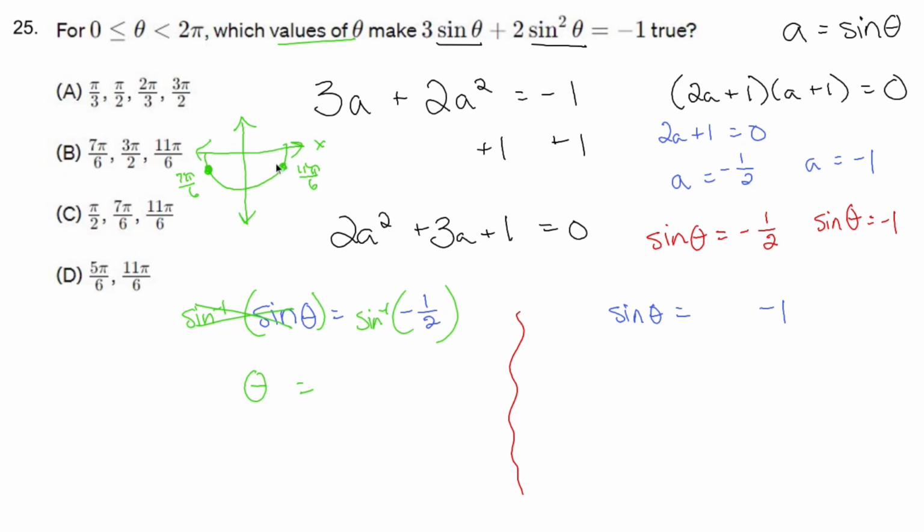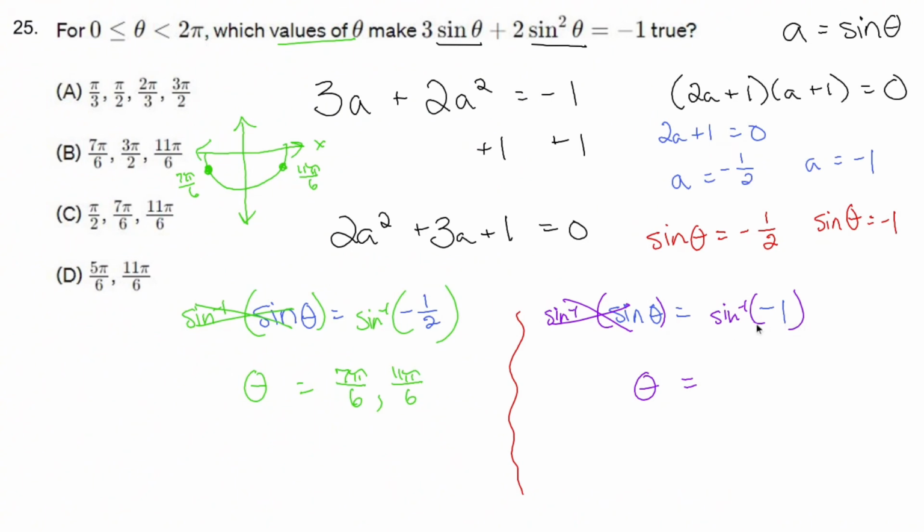So my two thetas that give me -1/2 are going to be 7π/6 and 11π/6. Now that's one of these. Now I have to do the other. So I'm going to inverse sine again. That crosses out the sine, so theta equals the inverse sine of -1.